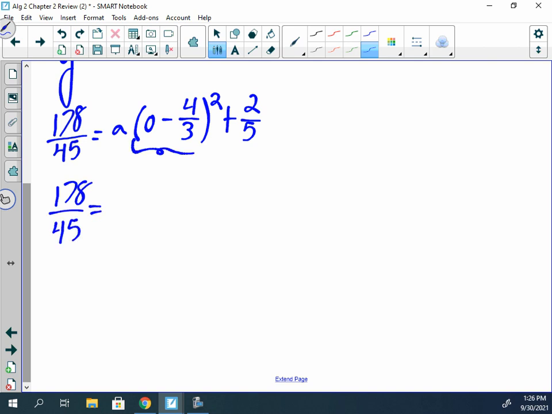Now at this point, we can do (0 minus 4/3) in parentheses squared and let the calculator figure that out for us. Now if we did it by hand, well, 0 minus 4/3 is just -4/3. If we square it, the 4 squared would be 16, the 3 squared would be 9, and it'd be multiplied by a. Now it's going to be positive because anytime we square a number, it's always positive. If it's negative squared, it's positive. If it's positive, it's going to stay positive. Plus 2/5.